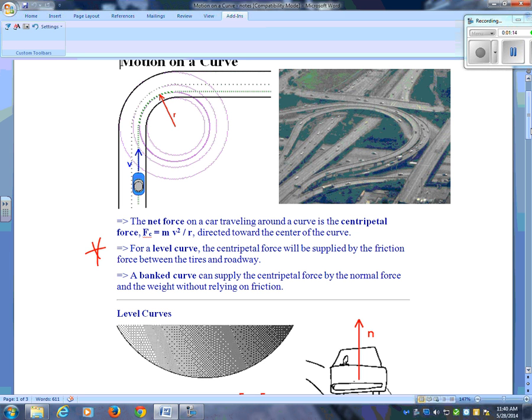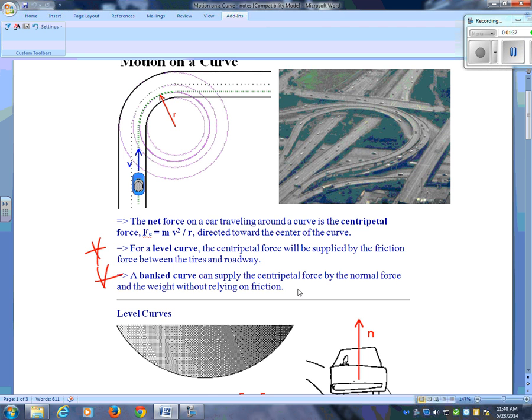Now, quite often, if you look at highway curves, you'll notice that they are banked. A banked curve can supply the centripetal force by the normal force and the weight without relying on friction. So the reason for them to bank the curves is to increase safety. You can take the curve at a faster rate, even though friction might be reduced, say, in the wintertime. Okay, so those two concepts are pretty important.